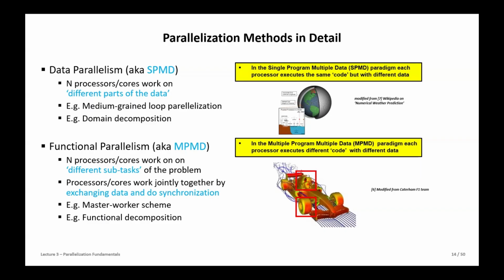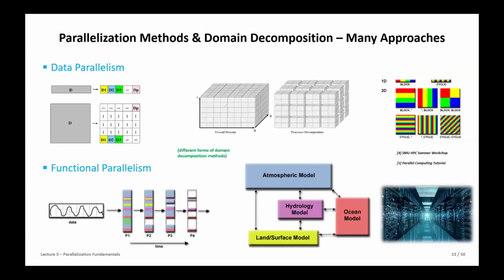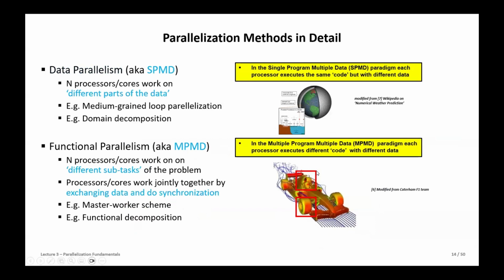Then with functional parallelism, that's not the way, right? You would normally have multiple program, multiple data aspects, for instance. There would be an atmospheric code, a land surface model code, a hydrological model code, and they interact with a so-called coupler from OASIS.